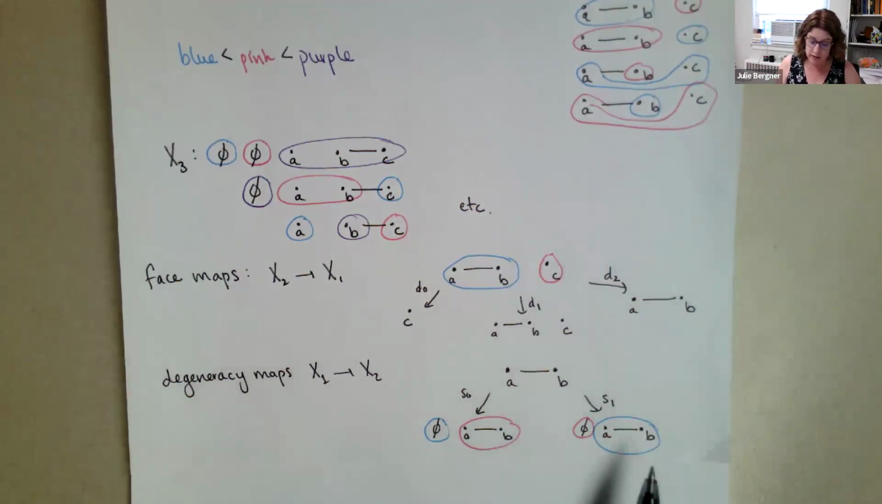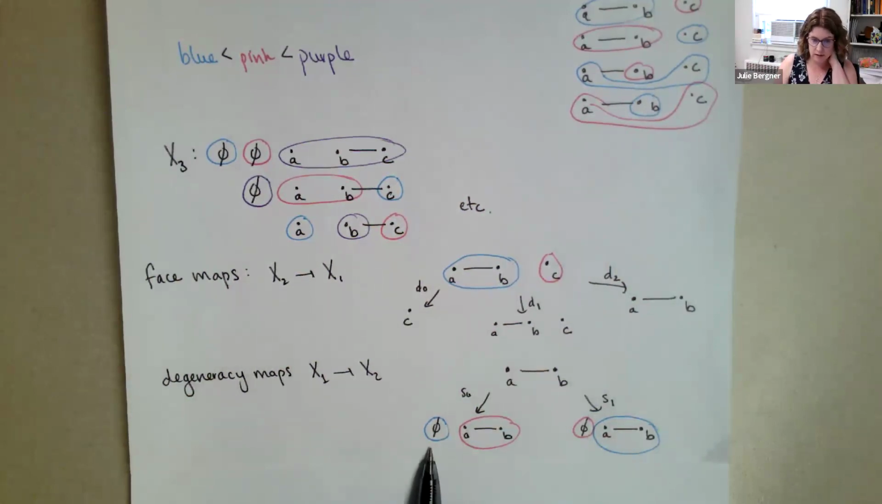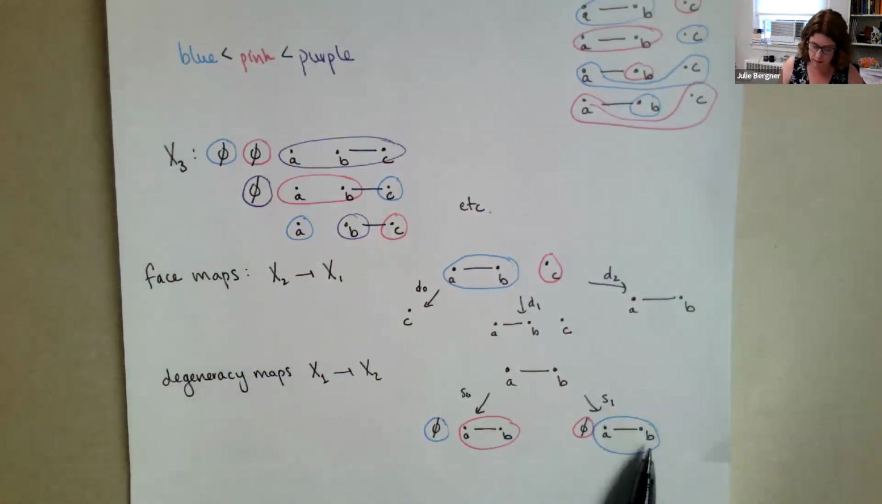And then the degeneracy maps are given by inserting empty sets in the partition. So S0 would be where you make the empty set come first in the partition, and S1 would be where you make the empty set come second, again in our blue before pink ordering.